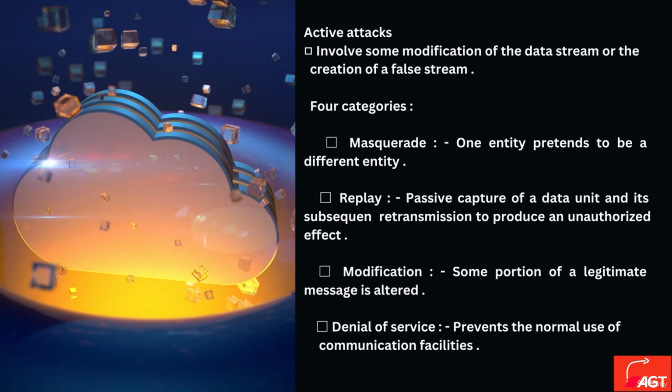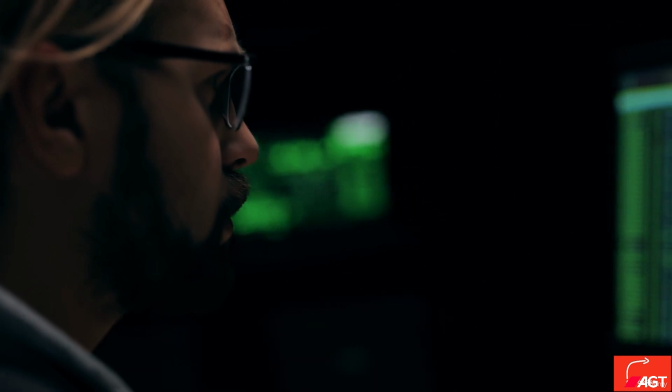In a cloud security assault, an attacker actively alters the data stream or fabricates a phony data stream to further their malevolent goals. Active assaults, in contrast to passive ones, include interfering with communication by inserting harmful content or by preventing the communication channel from operating normally. In terms of cloud security, there are 4 types of active attacks that could happen.